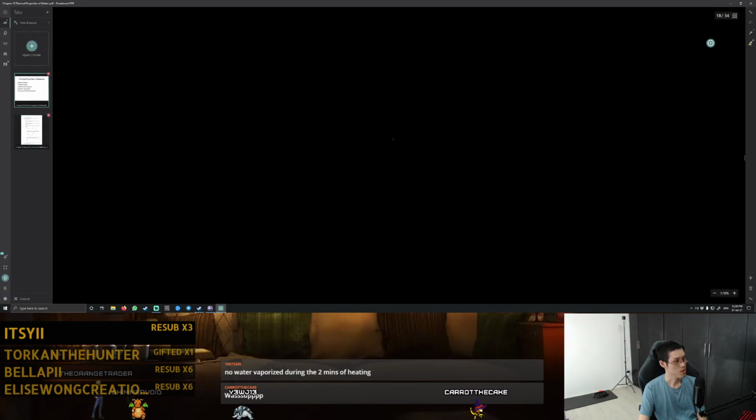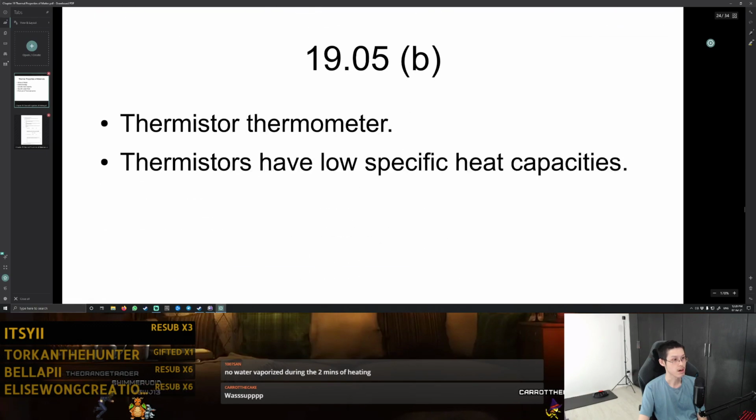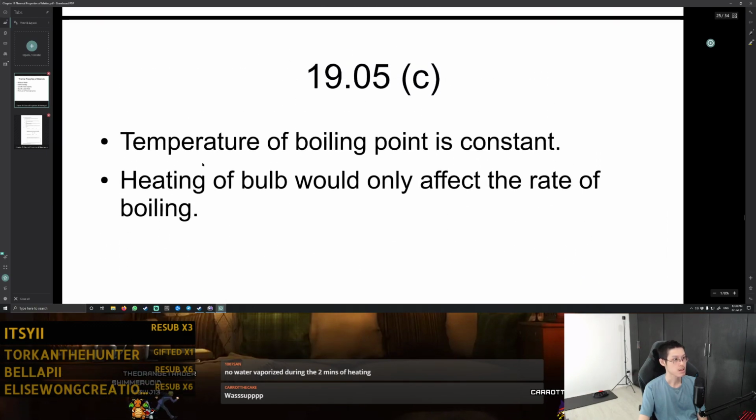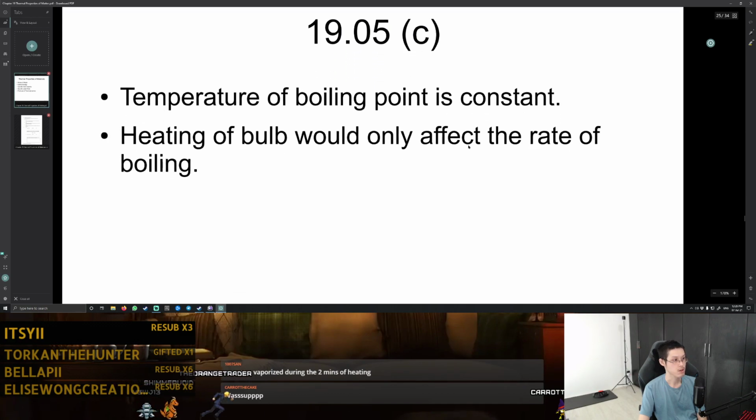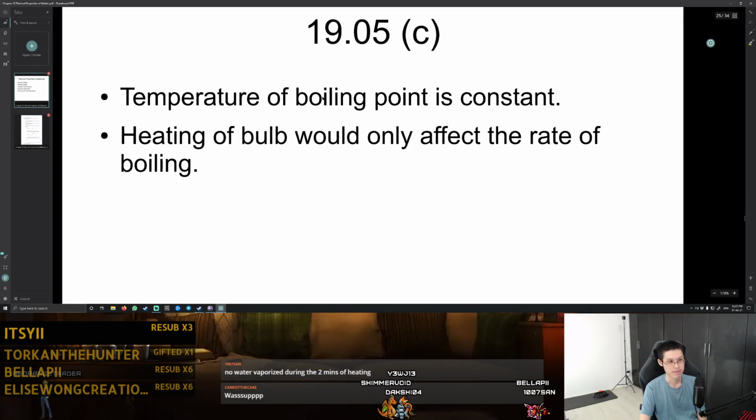So the way you want to write this is by saying the temperature of the boiling point is constant, so the heating of the bulb would only affect the rate of boiling. It would slow down how fast it takes to boil something, but it's going to boil at the same temperature regardless, if that makes sense. Okay. And that's it.